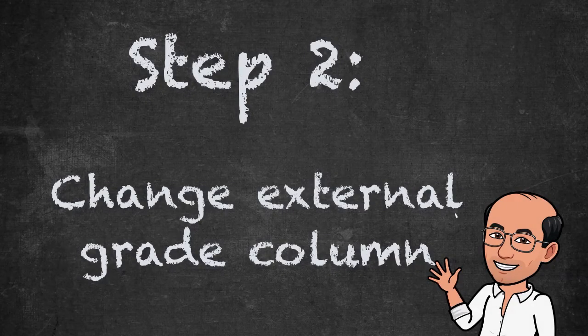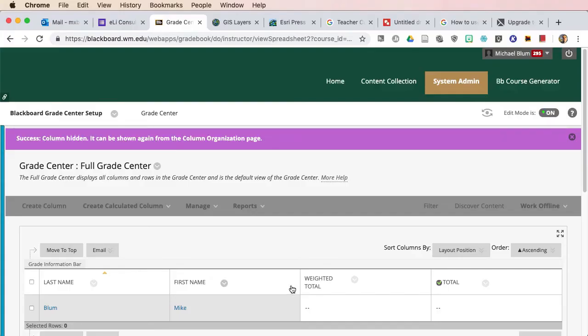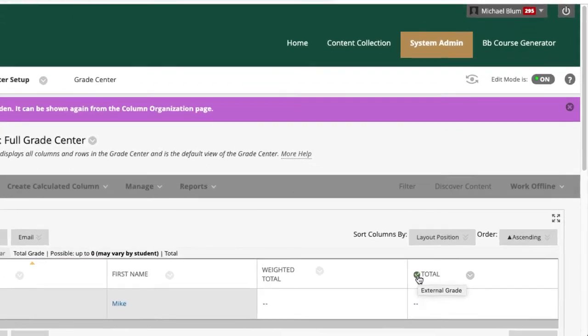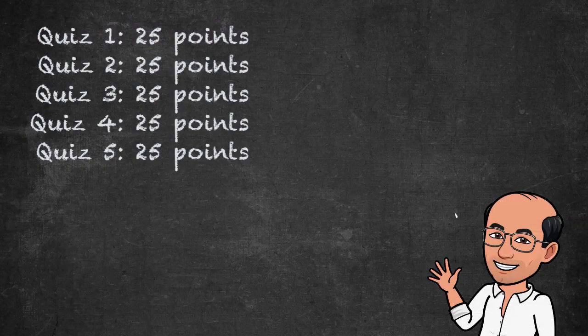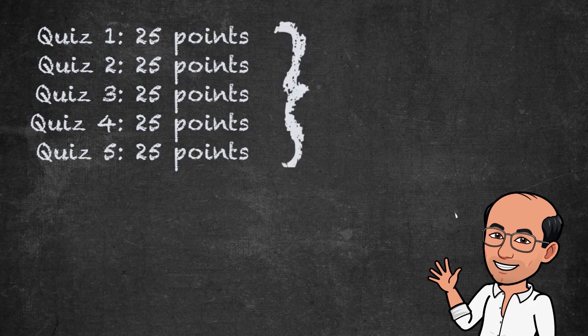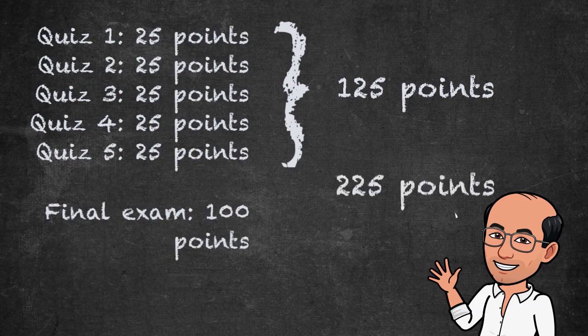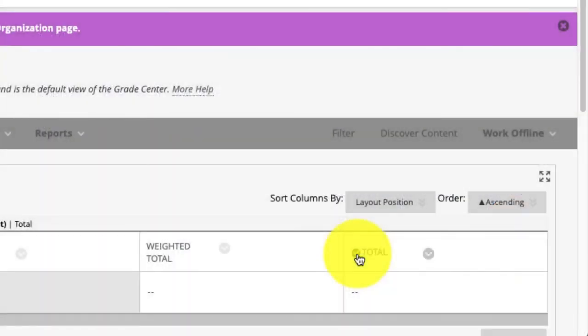Step 2, change external grade column. So the one thing that I'll show you here is total. And total has this external grade designation. It's a check mark next to total. And total is the total that is created for you in Blackboard. The default column is just a running total of all the points that you give students in your course. So if you had 5 quizzes and they were each worth 25 points, then your total would be 125, and if you had a final exam worth 100 points, then it would be 225. It's kind of a nonsensical number, so I like to get rid of that.